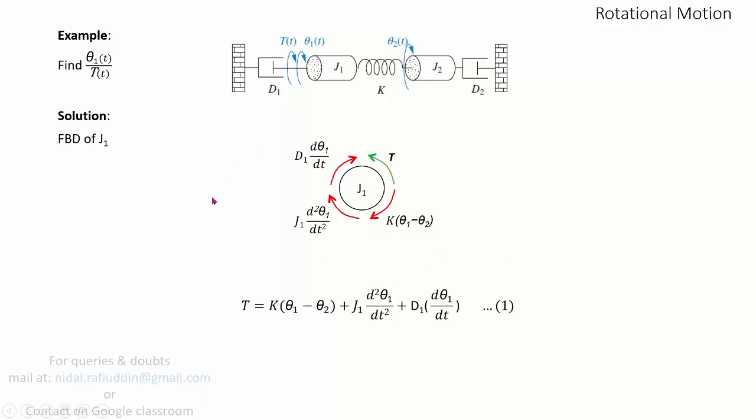We obtain the equation T equal to K (theta 1 minus theta 2) plus J1 d square theta 1 by dt square plus D1 d theta 1 by dt. So this is something that you can obtain using Newton's laws as well. There's nothing new in this, and the way we are trying to solve this is called D'Alembert's principle, which equates all the acting and resisting forces together. D'Alembert's principle considers the inertial force or inertial torque to be a resisting force or torque as well.